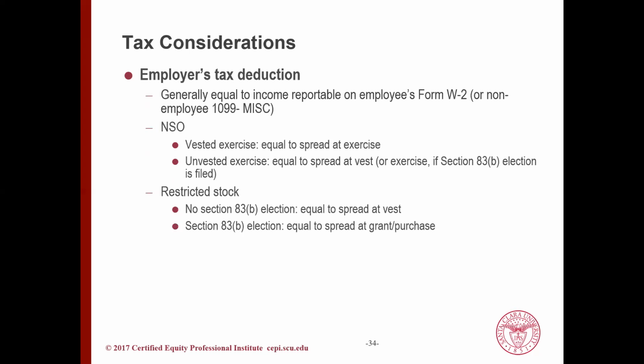For restricted stock, if the employee has not elected to make an 83B election, then the employer's tax deduction is equal to the spread at the date of vesting. If the employee has made an 83B election, then the employer's tax deduction is equal to the spread at the date of grant or the date of purchase.